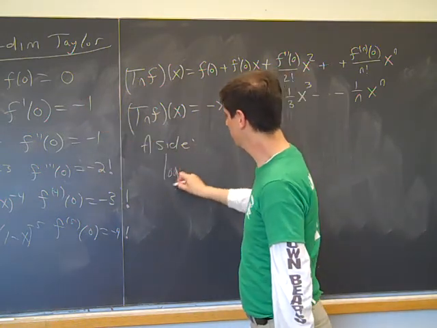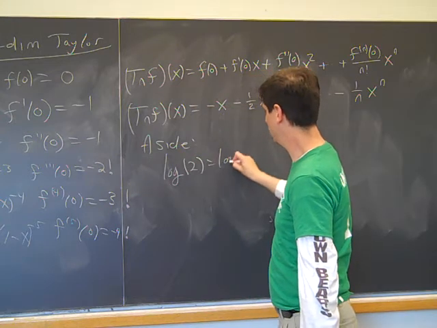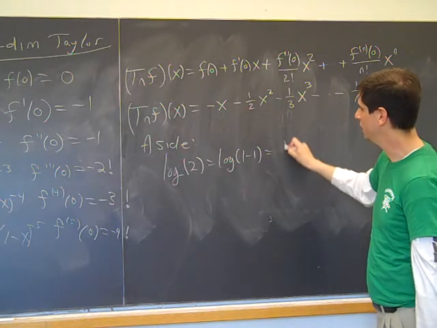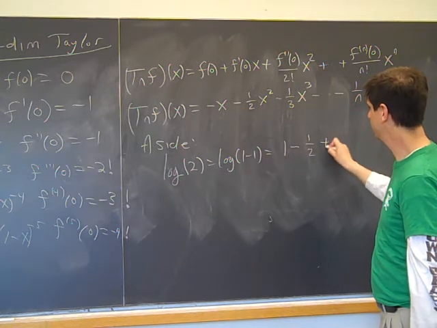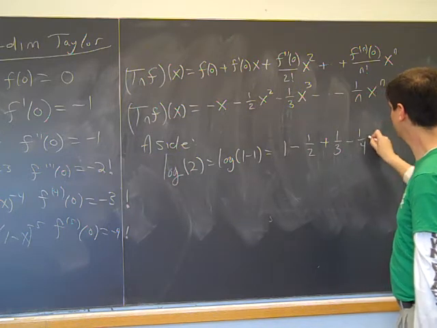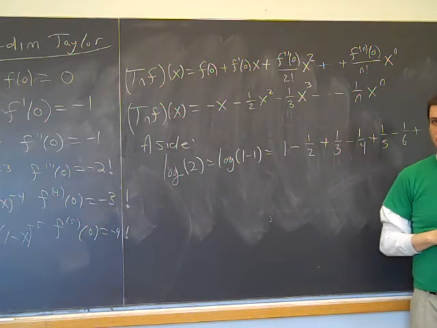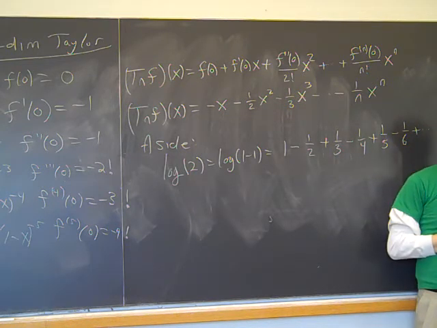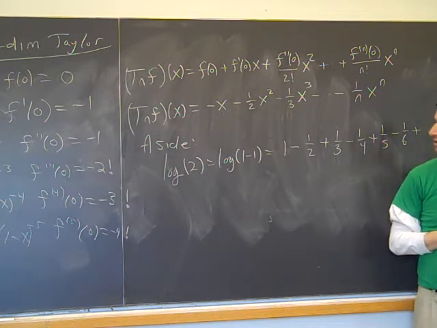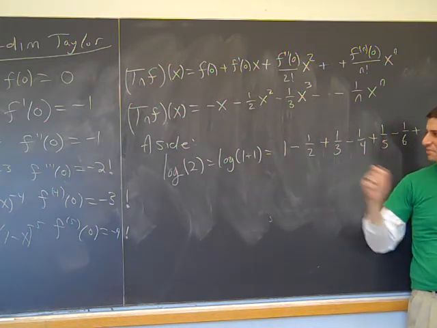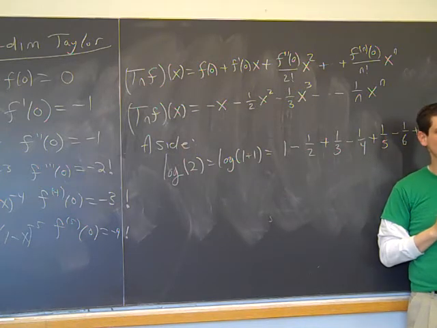It turns out the log of 2 is the log of 1 minus negative 1. If I take x equals negative 1, I get 1 plus 1/2 plus 1/3 plus 1/4 plus 1/5 plus 1/6. Did I make a mistake? Log of 1 plus 1. Oh, sorry, the signs should alternate. That would be bad. This is actually a series expansion for the log of 2.